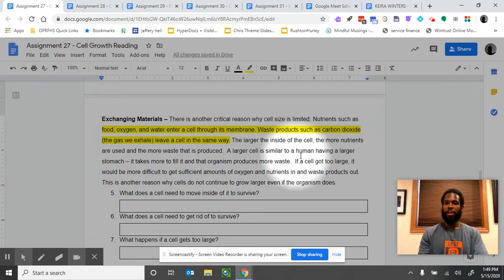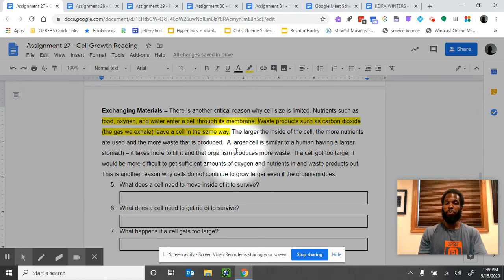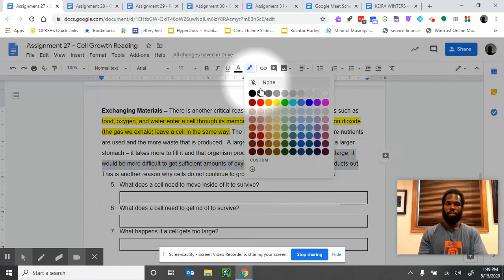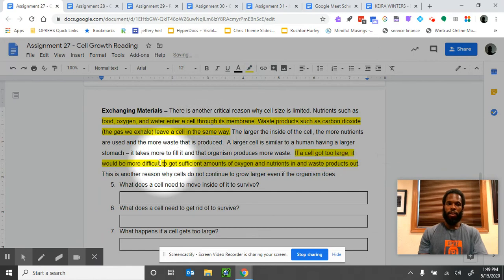A larger cell is similar to a human having a larger stomach. It takes more to fill it, and that organism produces more waste. If it got too large, it would be difficult to get sufficient amounts of oxygen and nutrients in and waste products out. This is another reason why cells do not continue to grow larger, even if the organism does.